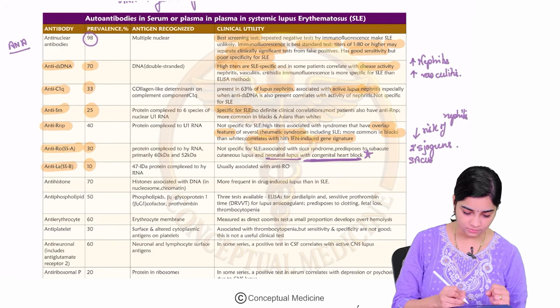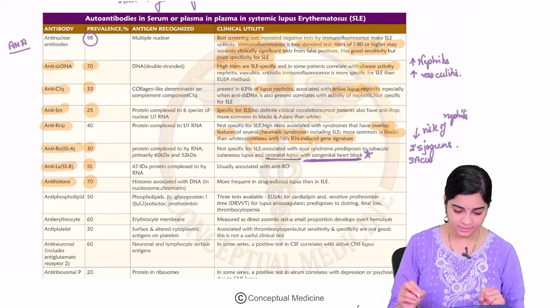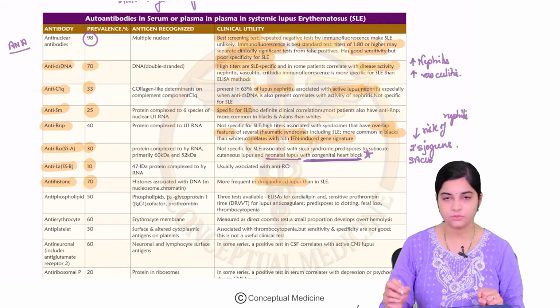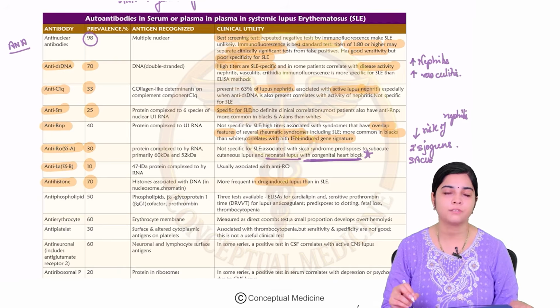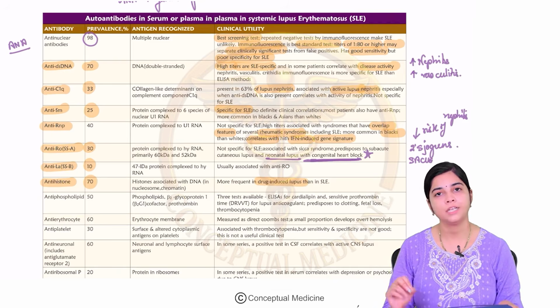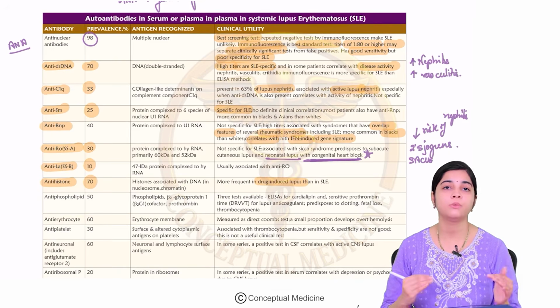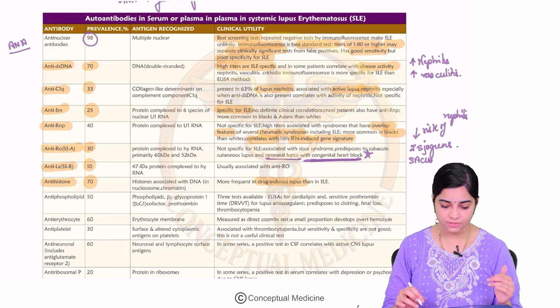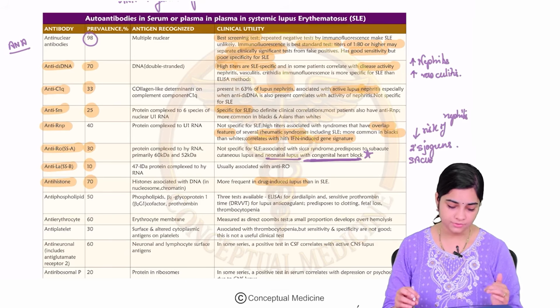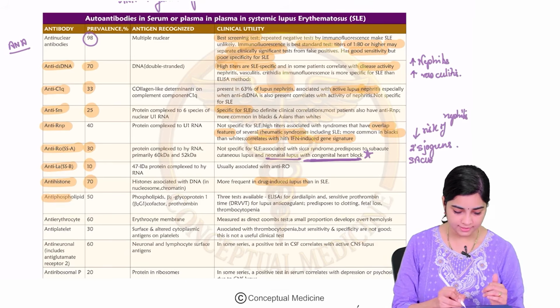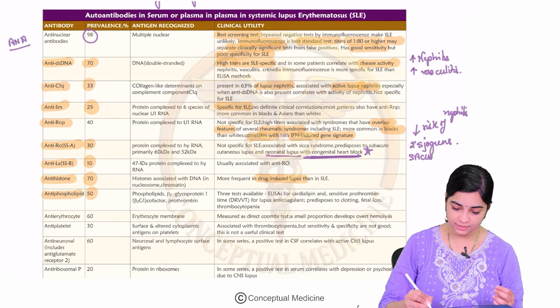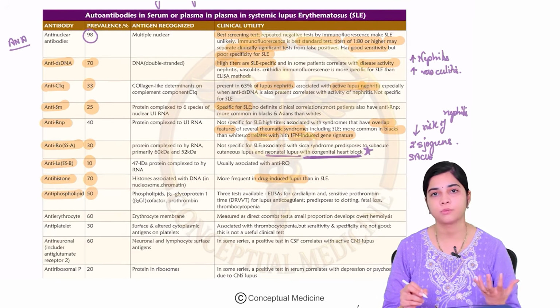Then anti-histone. Anti-histone antibodies can be seen in 70% of the individuals, and remember the catchword here is associated with drug-induced lupus more than SLE. Anti-histone can be present in SLE, but there are a group of drugs which are associated with drug-induced lupus. So this is more common in drug-induced lupus. Then other antibodies, APS, antiphospholipid antibodies, seen in 40% to 50% of the individuals, and this means that there is a high risk of thrombosis.